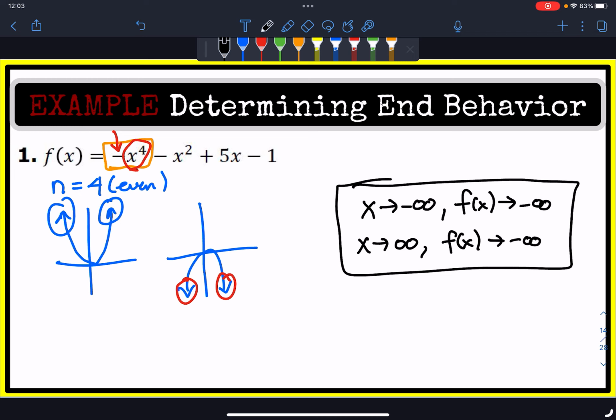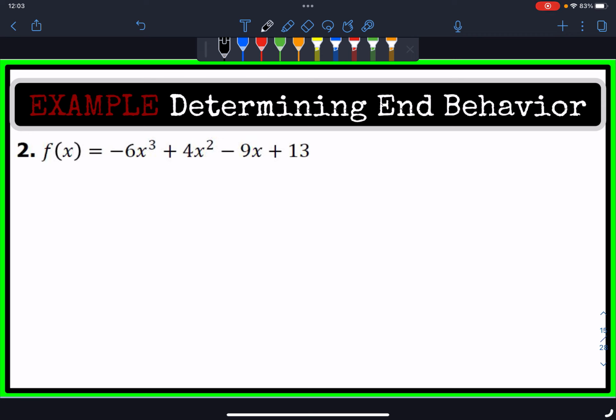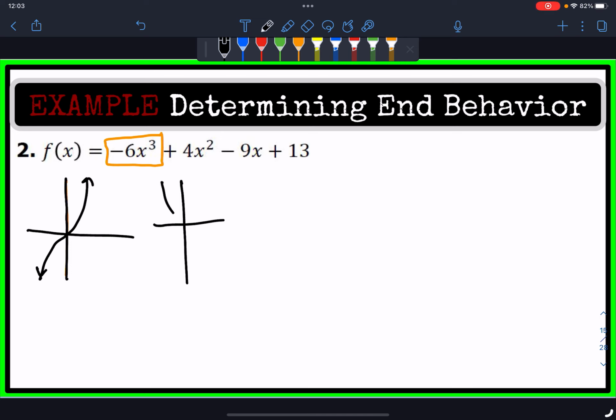Let's look at our second example. In our second example, notice that the highest exponent here is 3. So the end behaviors of this polynomial function are similar to the power function of all odd powers. That would be either an increasing power function or a decreasing power function. And in this situation, because we're multiplying by a negative value, that's going to be this one right here, a decreasing power function.